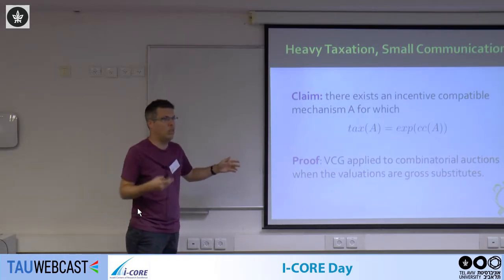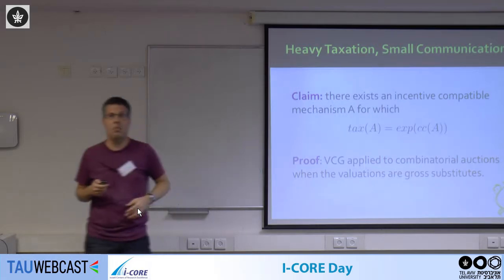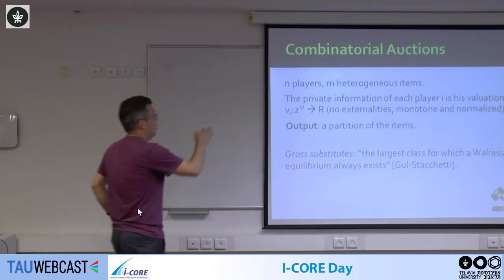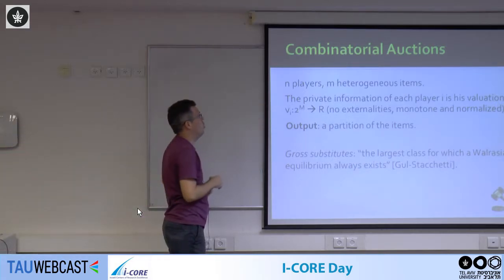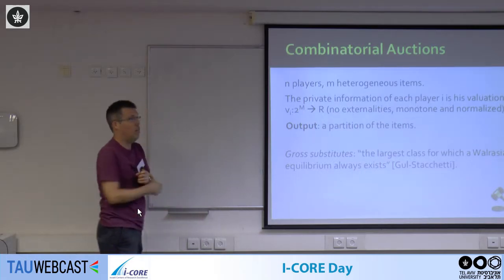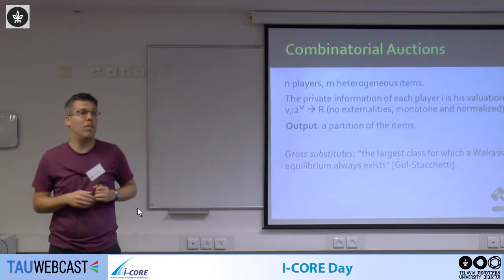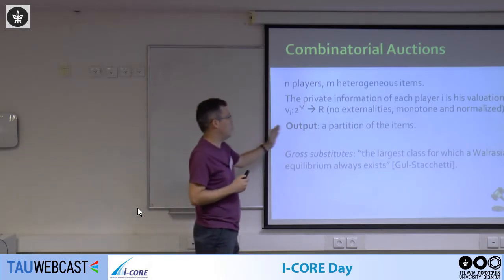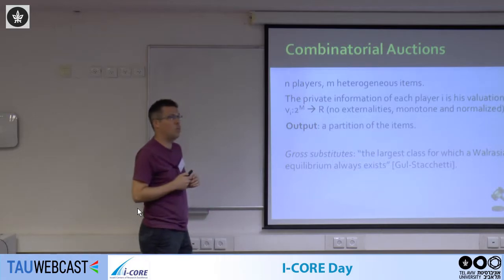And what I'm going to do in the next 2 slides is we're going to understand each of these terms and see why they imply the claim. So let's think about a situation, the standard model of combinatorial auctions, where we have n players and m heterogeneous items. And each player i has some value for each subset of the items. The output, the set of possible alternatives, is simply a partition of the items.